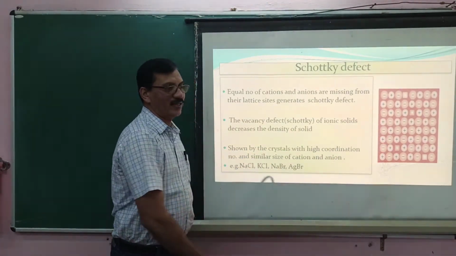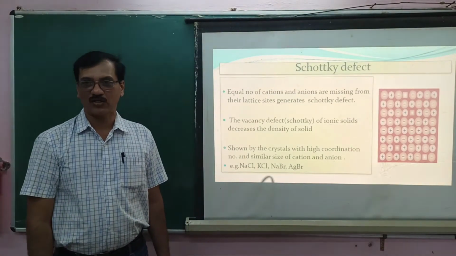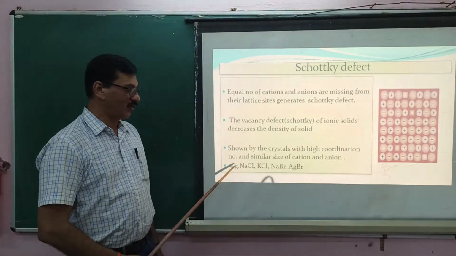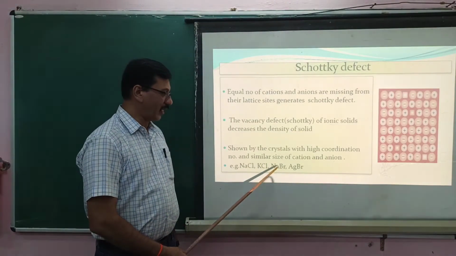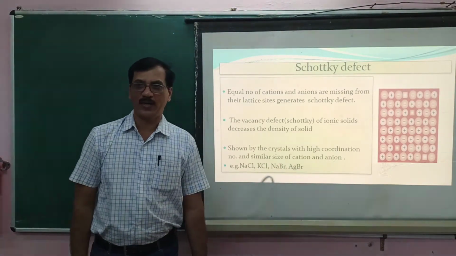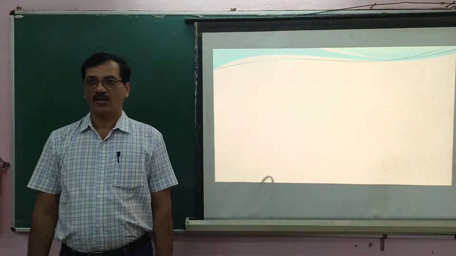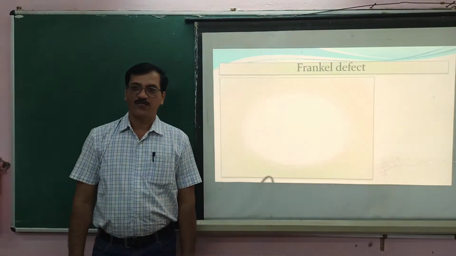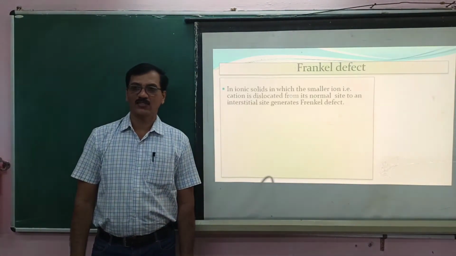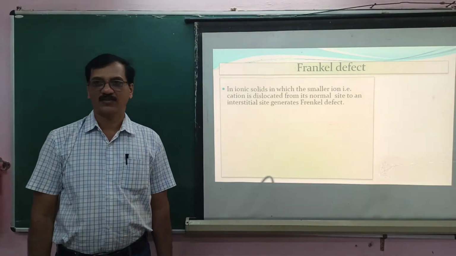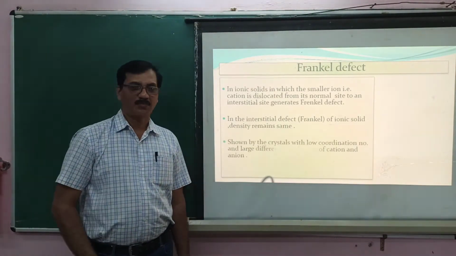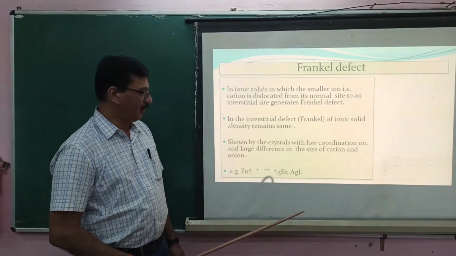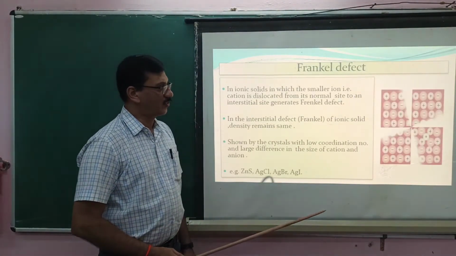A place where the anion is supposed to be there is not there. Such kind of defects are seen in sodium chloride, potassium chloride, sodium bromide, silver bromide or so. Now Frenkel defect. Frenkel defect is also known as dislocation defect. Dislocation defect means some of the ions may be displaced.